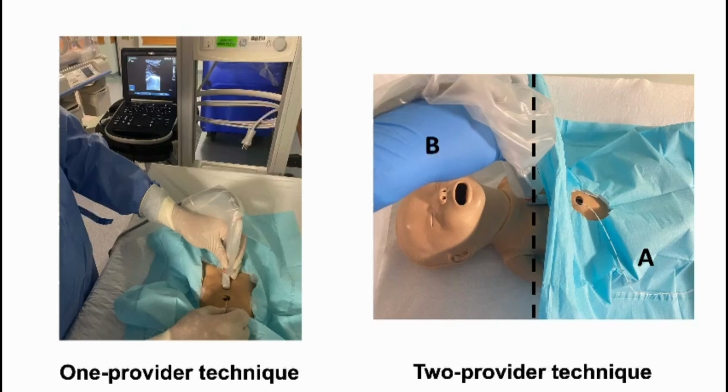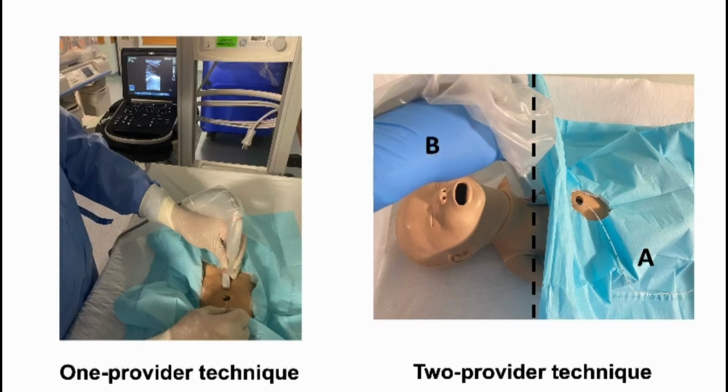The picture on the left demonstrates the 1 provider technique. Here you can see the sterile field extending from the nipple line to the groin and only 1 provider. This provider uses one hand to adjust the central line while holding the transducer with the other hand to guide the line adjustment. The picture on the right demonstrates the 2 provider technique.